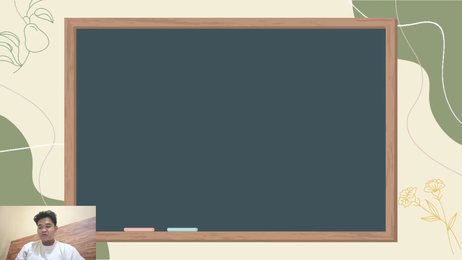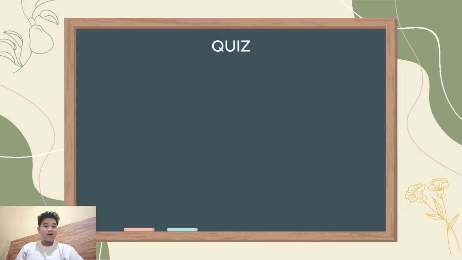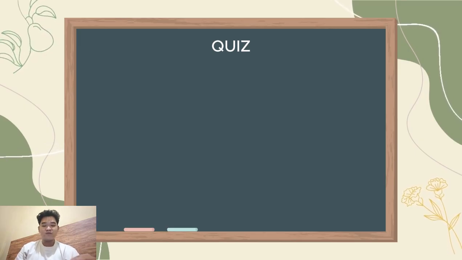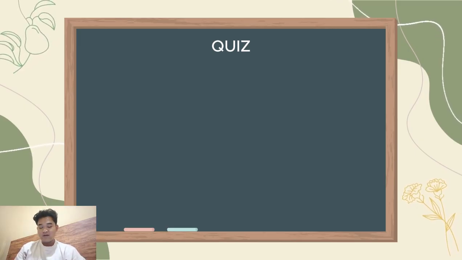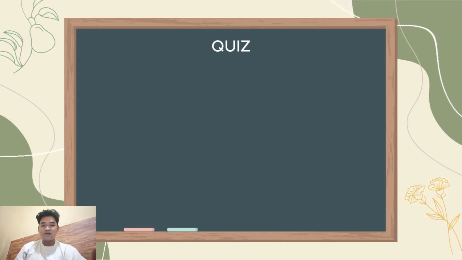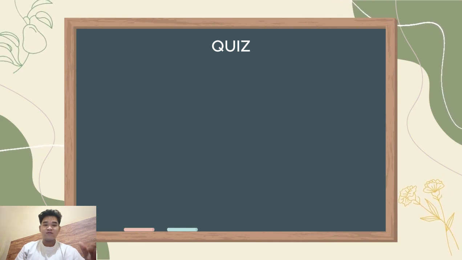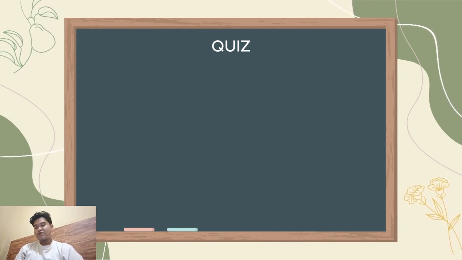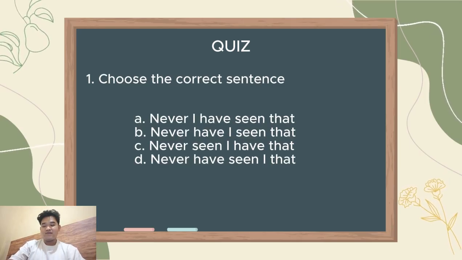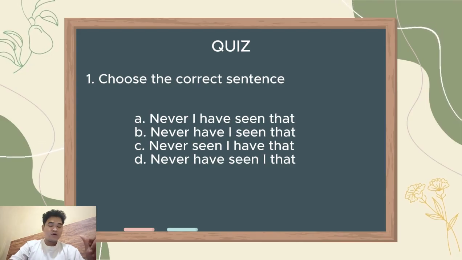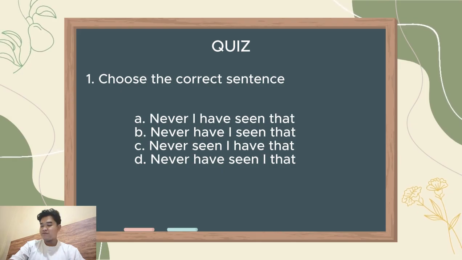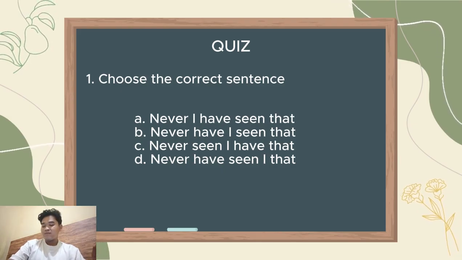And now we are going to do some quizzes or practice. I have 5 questions. You guys can pause the video if you need time to answer the question. After you answer, I will give the correct answers at the end. Okay, let's get into the first question. The first question is, choose the correct sentence. There are options A to D. I give you guys some time. You can pause the video or not.